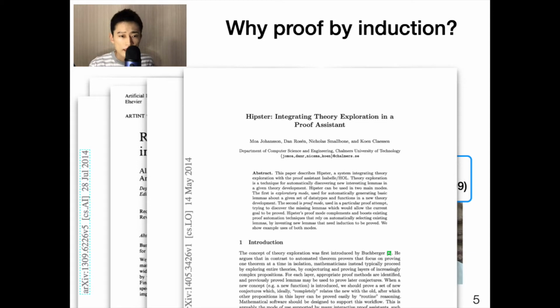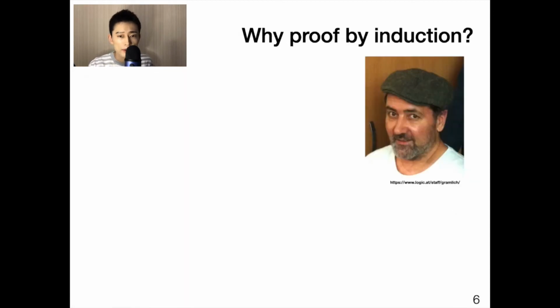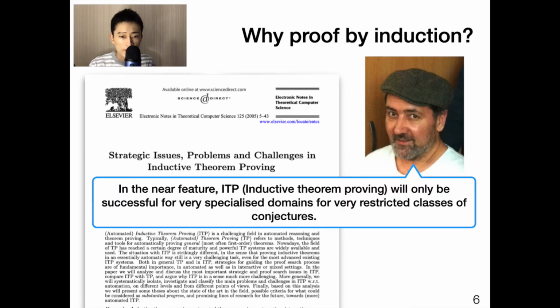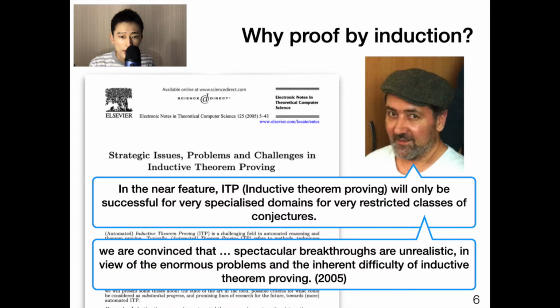In fact, we even have a summary paper describing how difficult proof by induction is. In that paper, Professor Gramlich argued that inductive theorem proving will only be successful for very specialized domains, for very restricted classes of conjectures. He even went on to say, "We are convinced that spectacular breakthroughs are unrealistic in view of the enormous problems and the inherent difficulty of inductive theorem proving." So I spent the last 4 years of my life to debunk his bleak conjecture. The first thing I tried is to develop a proof strategy language, PSL.